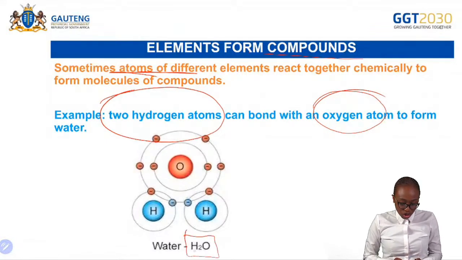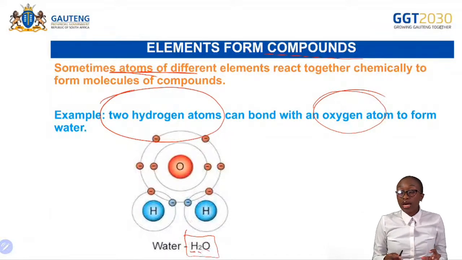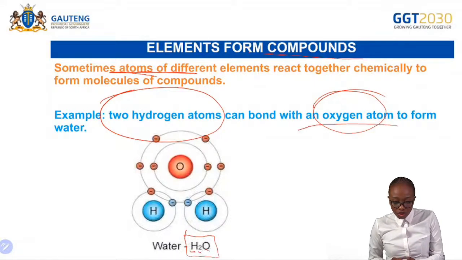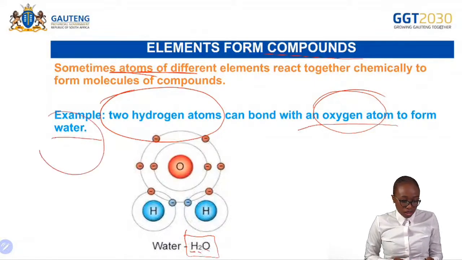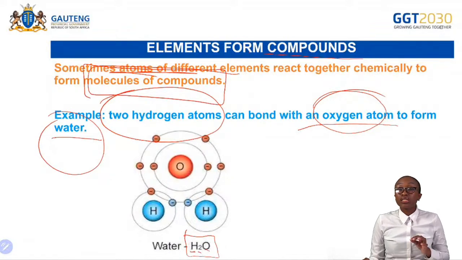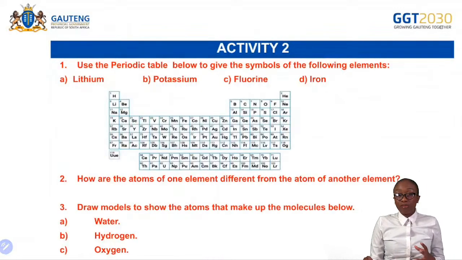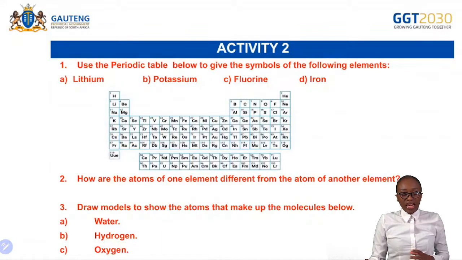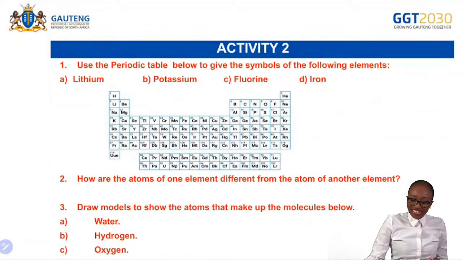There we go. H, remember, is the symbol for hydrogen. The 2 tells us that there are two hydrogen atoms, and then the O, there's 1. So two hydrogen atoms can bond with an oxygen atom to form water. What is water? Water is a molecule of a compound, because it is made of atoms that belong to different elements chemically bonded together.